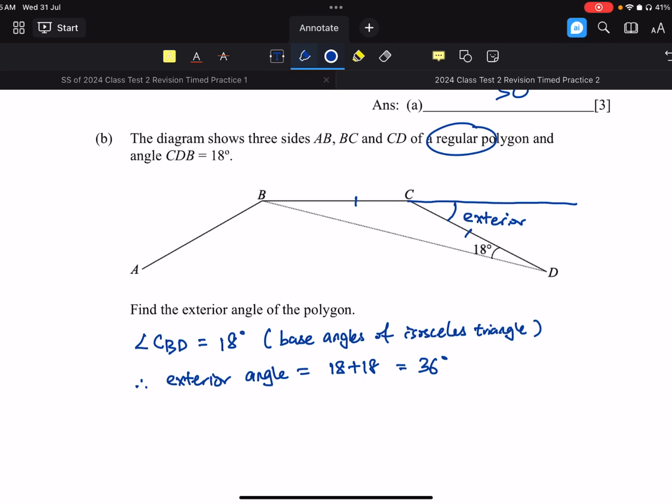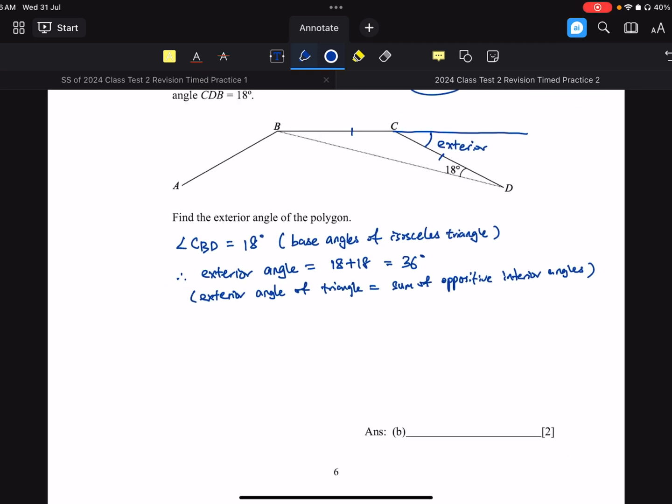Okay, because we know that the exterior angle of a triangle is actually equal to... it's not 2 times. It's the sum. Let's write it correctly. Sum of opposite interior angles. Okay, so that's a fact, right? So the answer is 36 degrees.